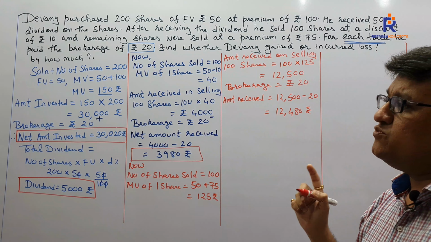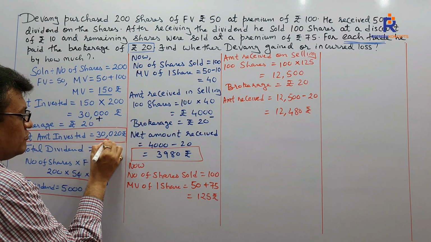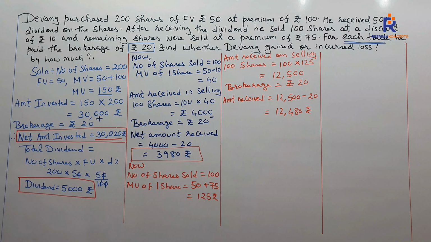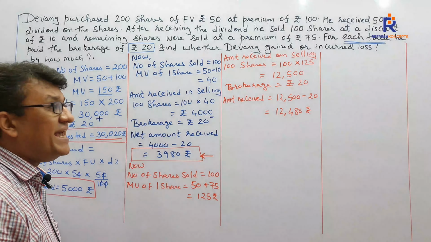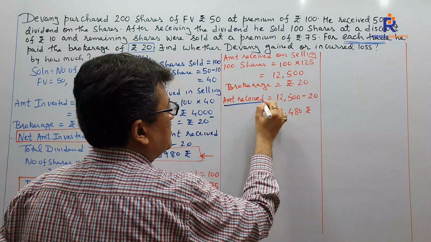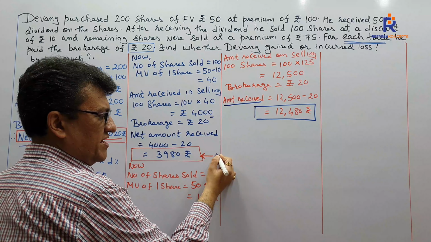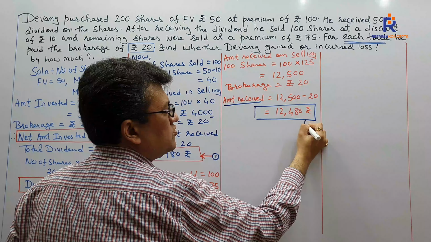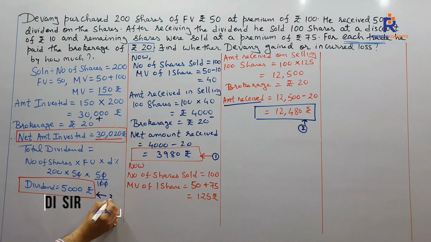So how much did he invest? He invested 30,020. How much is he on the receiving end? He is on the receiving end 3,980. Let me highlight this also. Amount received, so it is 12,480. I'm just writing it for your understanding. And at the same time the dividend also he got, so we'll calculate the dividend because that is what he received.